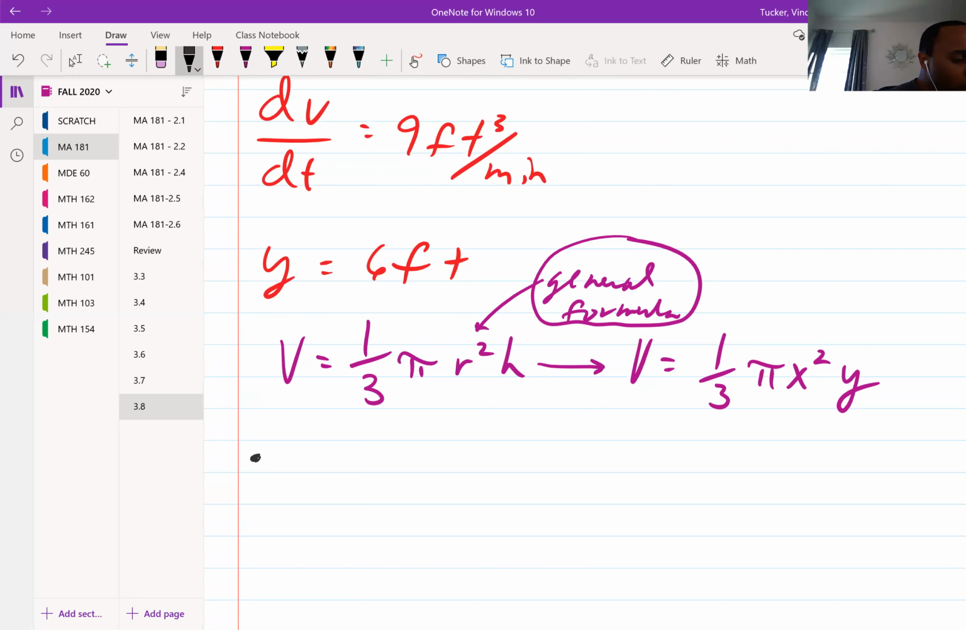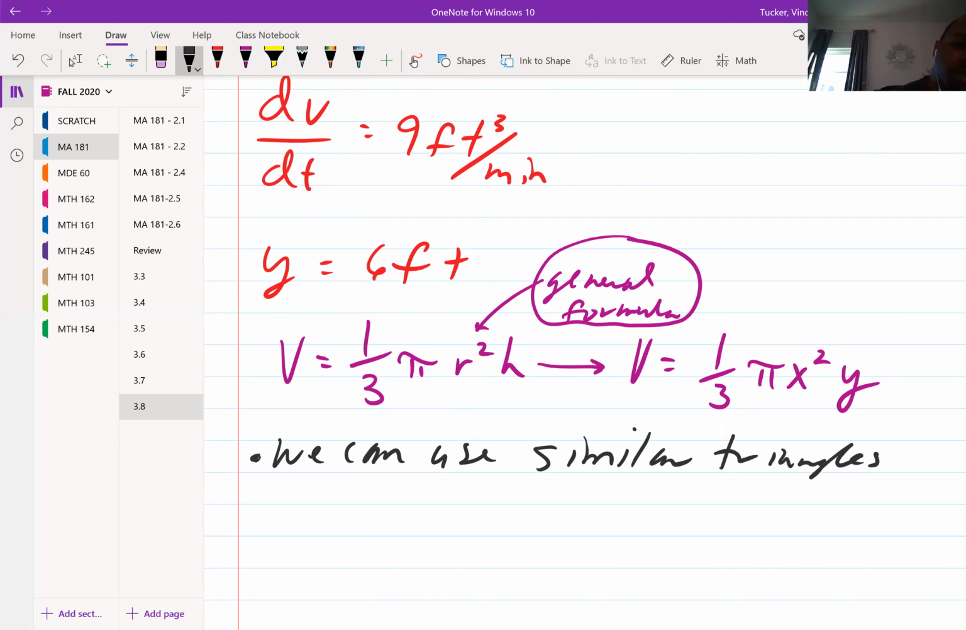Yep. So let me see. I think we can use similar triangles here. Okay, great. So let's use similar triangles to solve for x.